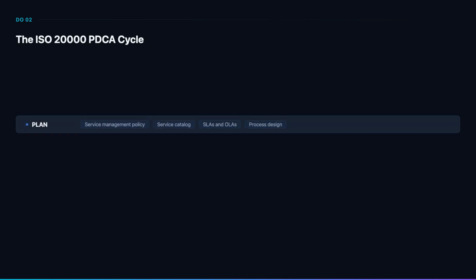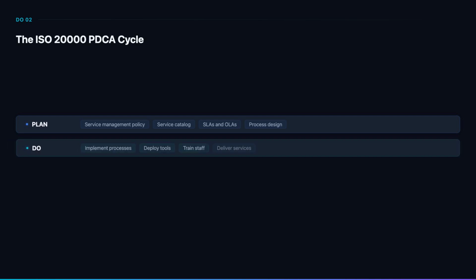Like all ISO management system standards, ISO 20000 follows the Plan, Do, Check, Act cycle for continual improvement. In the plan phase, top management establishes the service management policy and objectives. The service catalog is defined, SLAs and operational level agreements are negotiated, and all service management processes are designed with clear roles, responsibilities, and procedures.